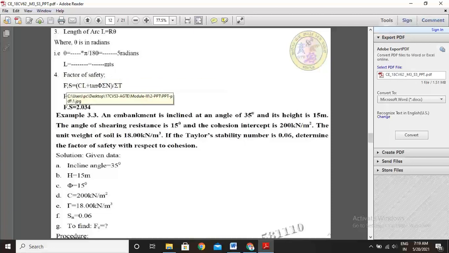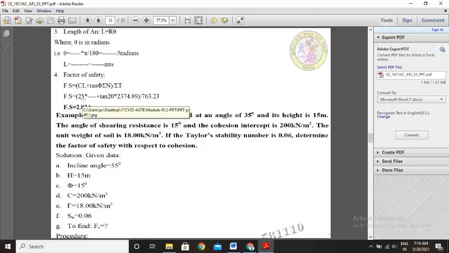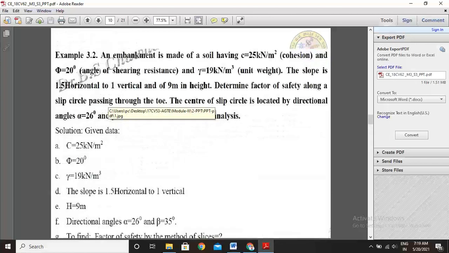So then you calculate factor of safety by using the equation Fs equal to Cl plus tan phi into sigma n divided by sigma t. So we are getting value in terms of numbers. See here, factor of safety equal to C, C is given, that is 25. L you substitute from this, plus tan phi is given 20 degree, that is angle of internal friction, that is here phi is 20 degree, C is 25.